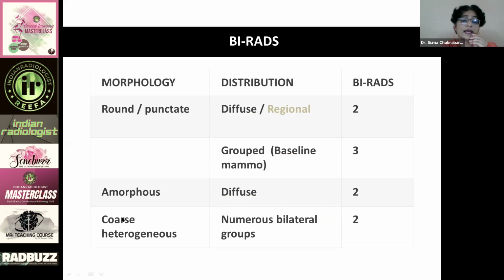Again, if you remember this slide, if you have round or punctate calcifications in a diffuse or regional distribution, it tends to be BIRADS 2. Grouped on baseline mammogram tends to be BIRADS 3. Amorphous diffuse, and coarse heterogeneous, numerous and bilateral, is 2. Everything else is 4 or 5. So everything else needs a biopsy.